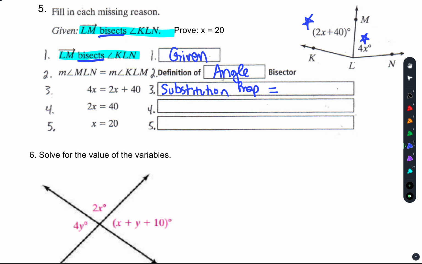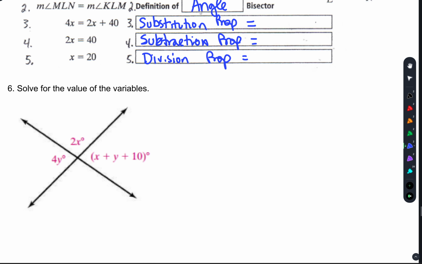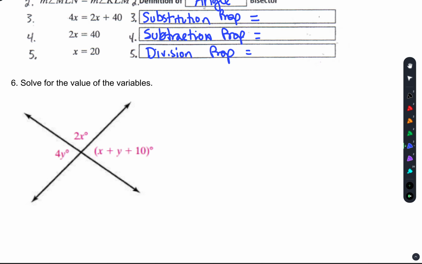Number 4, how'd I get there? Anna? Subtract 2x from both sides. And then how'd I get to my last step? Caitlin? Perfect. Are we feeling okay with this right now? I'm going to give us a little brain break from proofs, and we're going to do system of equations real quick here, and then I'll let you go.